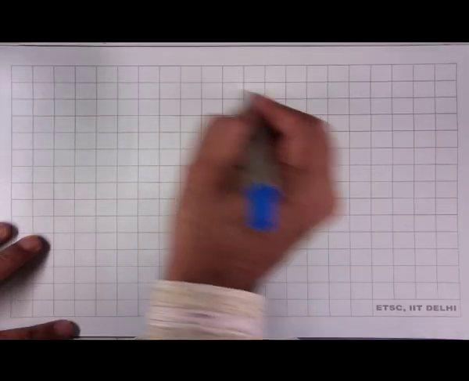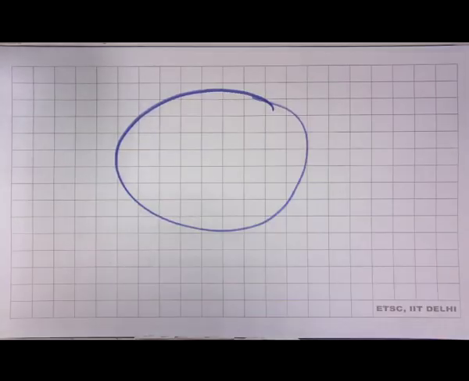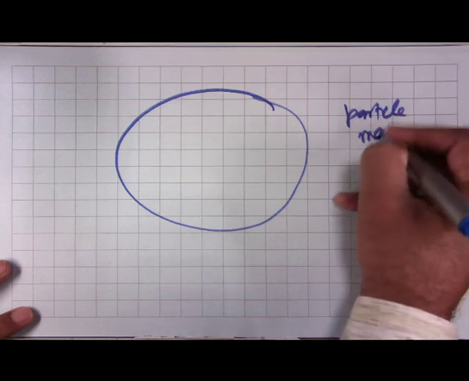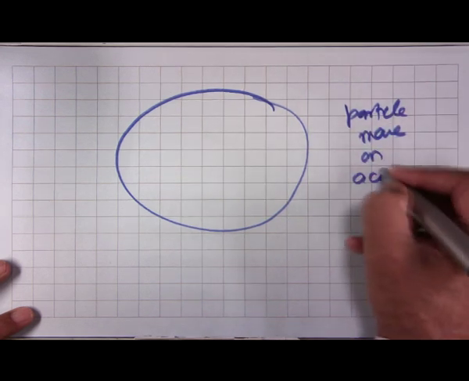Then a second case which we see is if a particle moves on a circular path.